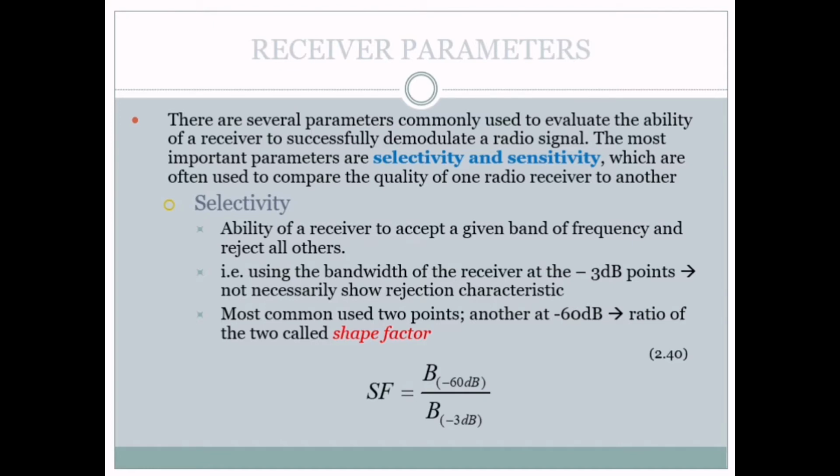Using the bandwidth of the receiver at the -3 dB point, we're going to compare it to another point, which is at -60 dB. The ratio of these two we call the shape factor, SF. So SF is equal to the bandwidth at the point of -60 dB divided by the bandwidth at the point of -3 dB.